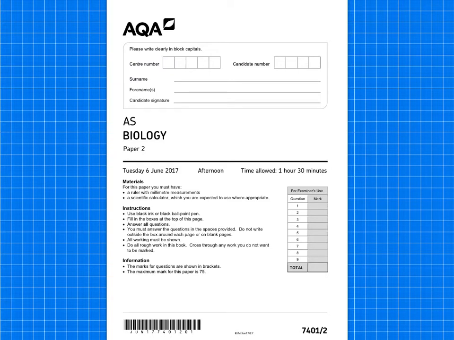This paper 2 is 1.5 hours long, and as you can see there are 9 questions. 8 of those are short answer questions and 1 of them is a comprehension question. So you get 75 marks, which is the same as paper 1, and the spec number is 7401/2.